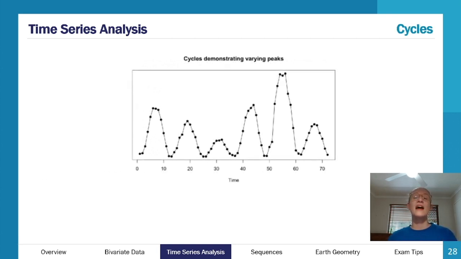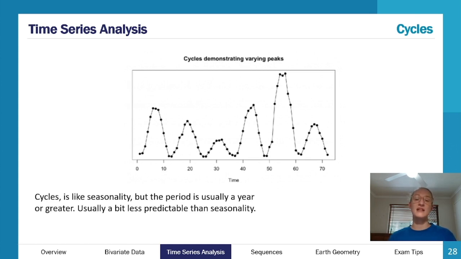On the other hand, when we have cycles, they're very similar, but there are some key differences. Cycles are like seasonality, but the main difference, which is really important to keep in mind, is that with cycles, again, predictable patterns, but the period is usually a year or greater, and they're usually less predictable than seasonality. With cycles, we're looking at really long-term trends and patterns. This could be months or this could be years passing. So we're looking at really long-term repeating patterns and trends.